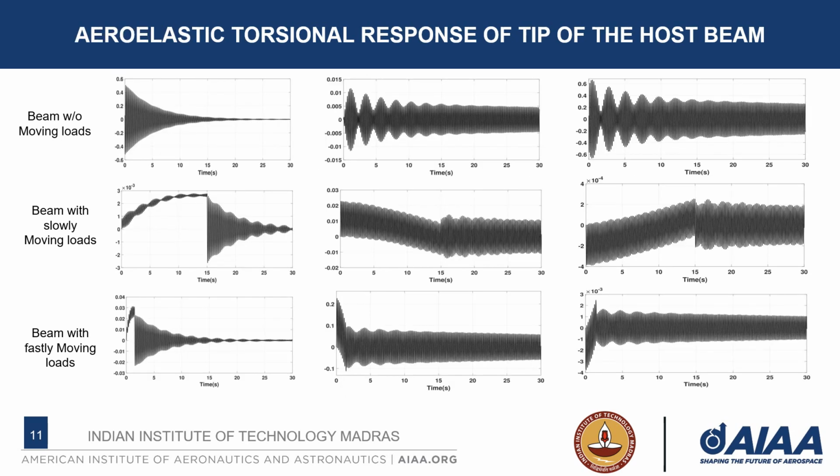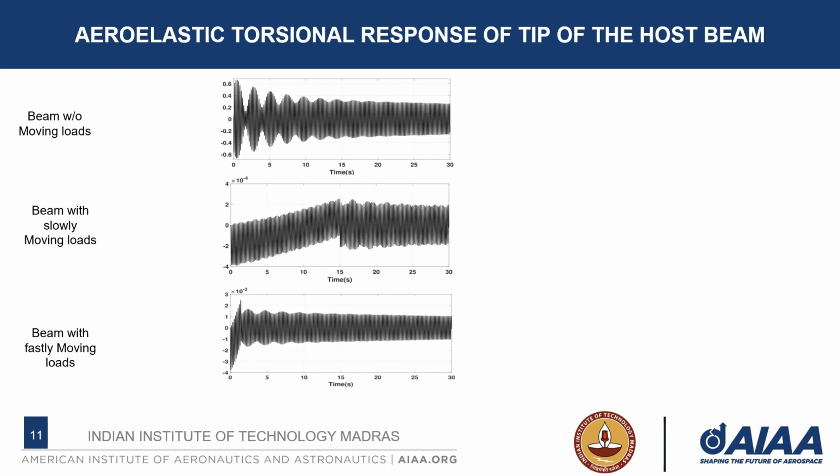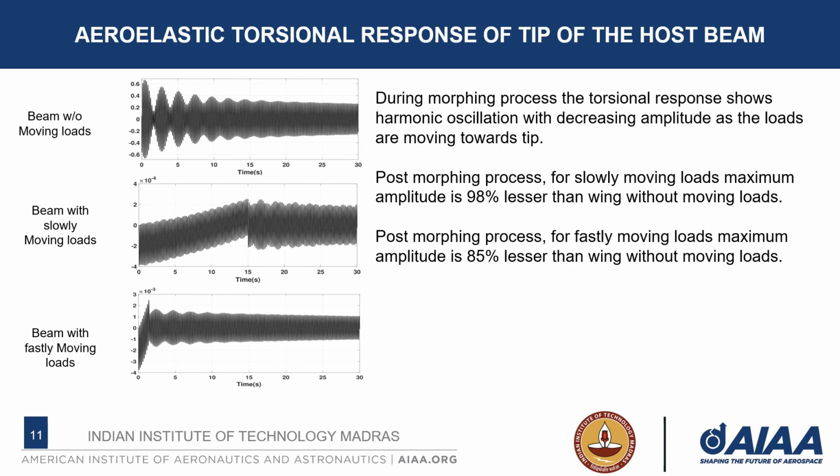We have seen the dynamic torsional response. Now we will see the aeroelastic torsional response. The nature of the response is almost the same. Here also the second mode of torsion is dominant in the overall torsional response. But during the morphing process, we can see the peak amplitude in the aeroelastic torsional response is 7% lesser than the dynamic response we have seen. Same in the post-morphing process also.